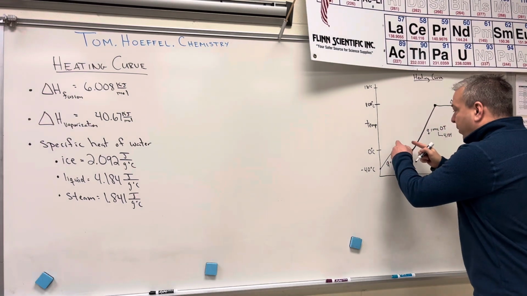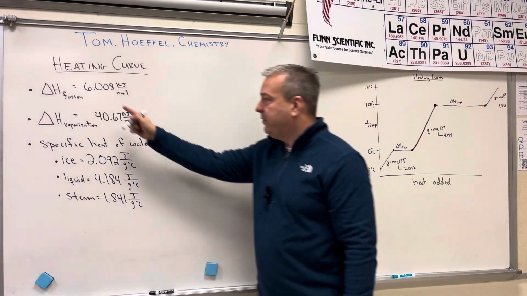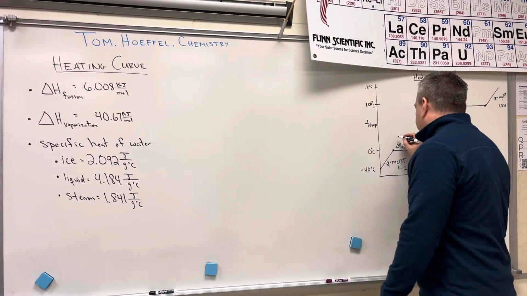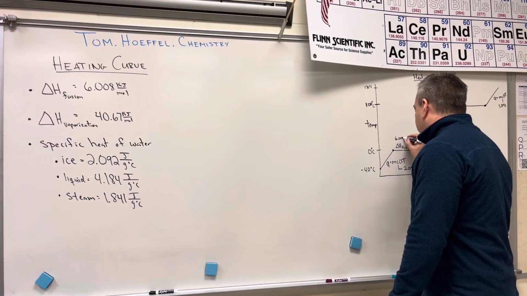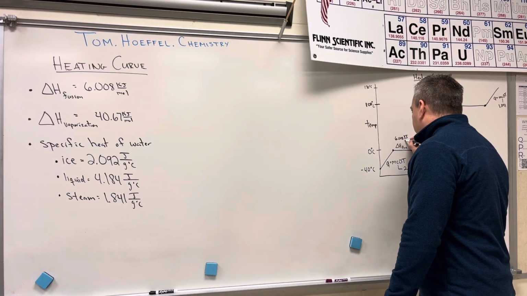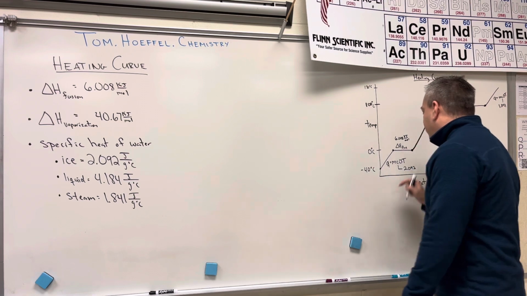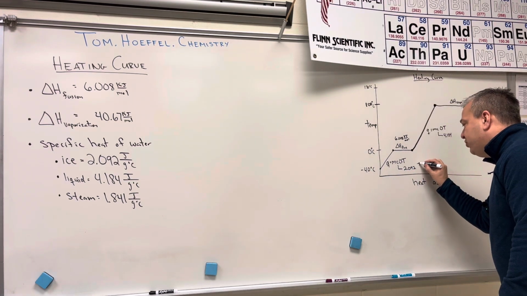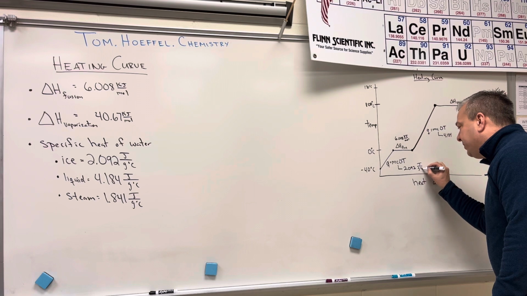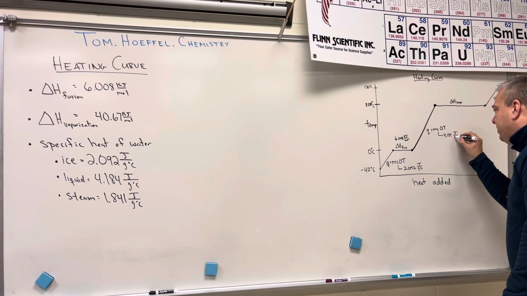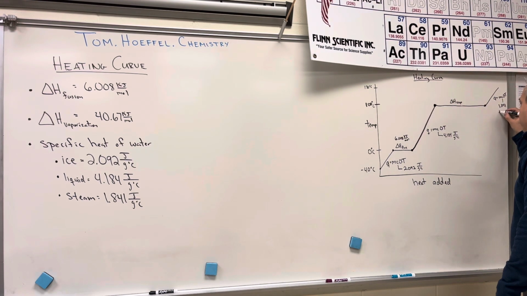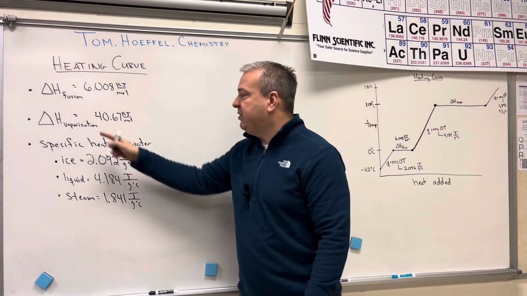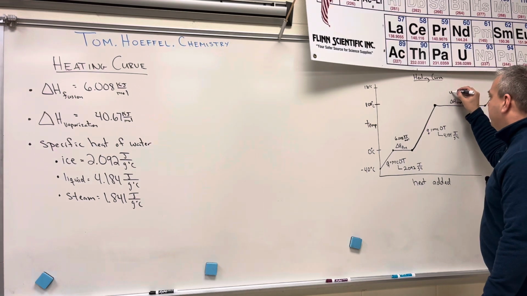Likewise, when I'm in the horizontal part of the heating curve, I'm going to use this 6.008 number. And remember, that's going to be in kilojoules per mole. When I'm down here, it's in joules per gram degree Celsius. So I probably should put my units in here. Joules per gram degree Celsius. And the same thing for heat of vaporization. It's in a kilojoule unit.